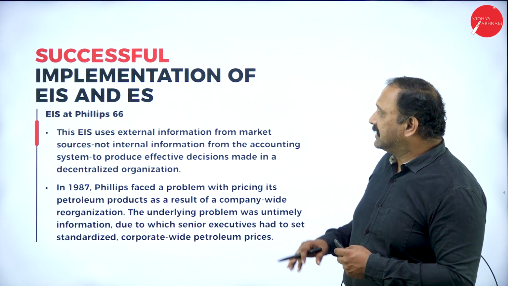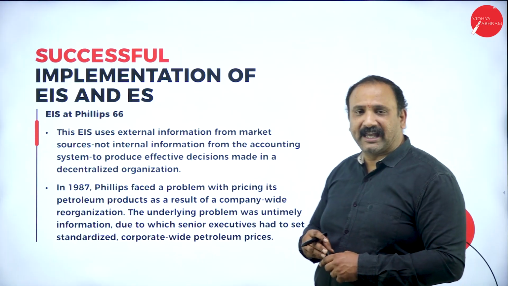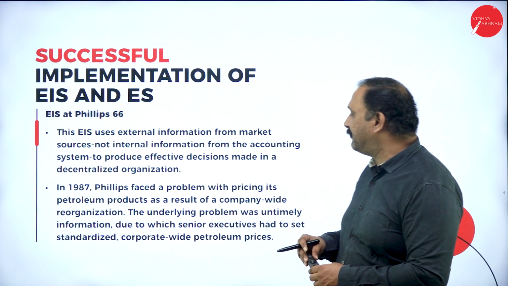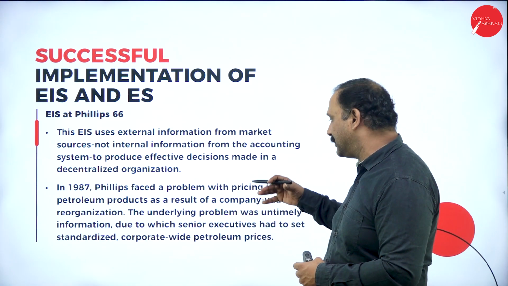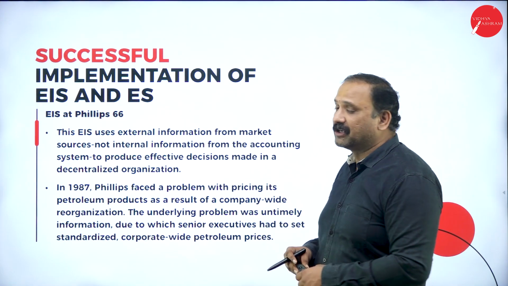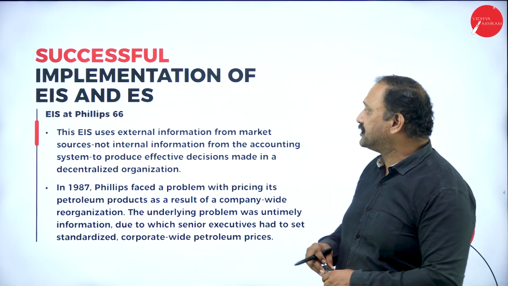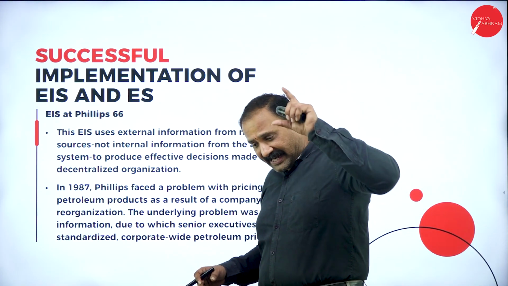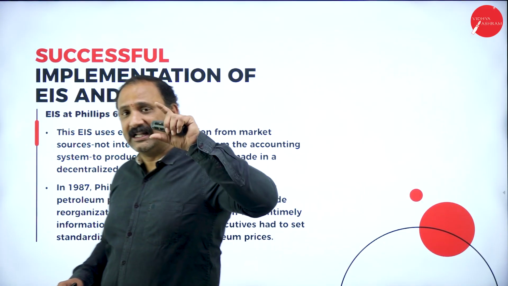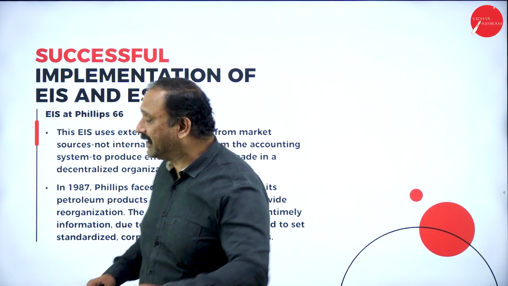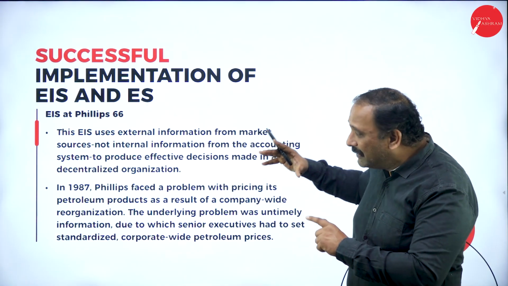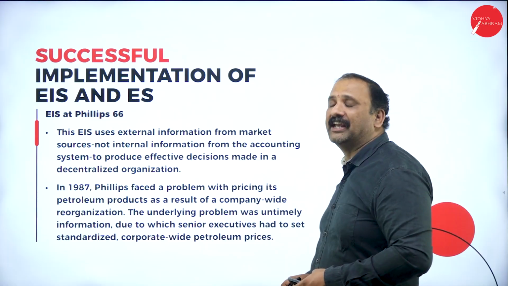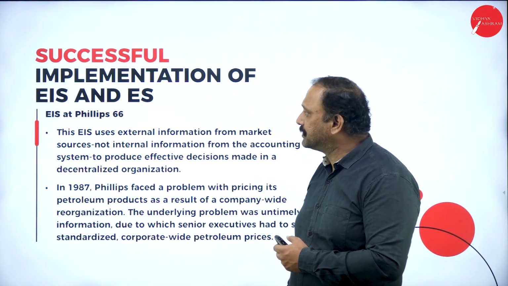Now, the successful implementation, we'll take the case of Philips, where they were able to do it. Now, in 1987, Philips faced a problem with the pricing of petroleum products, as a result of which there was a complete company-wide reorganization. We had to go with the expert system and EIS, through which they were able to standardize the entire model, including the pricing and other activities, which has helped them to rebuild the organization. And today, Philips is able to do a fantastic job because of the implementation of expert systems.